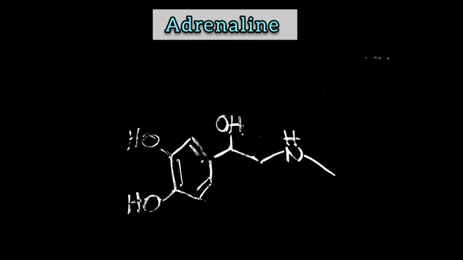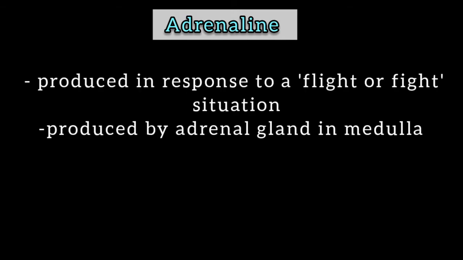The first one is adrenaline. Adrenaline is naturally found in the body, and it is produced in response to a fight or flight that happens in the body. It is produced naturally in the medulla, and it is a hormone. It can be used as a hormone or as medicine. When it is used as medicine, it is usually produced synthetically.